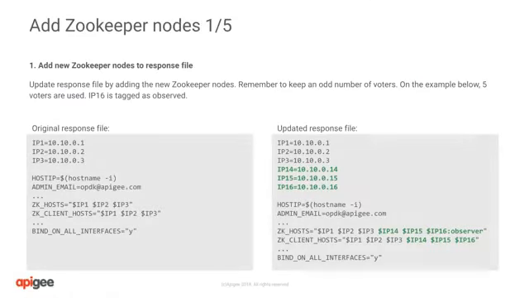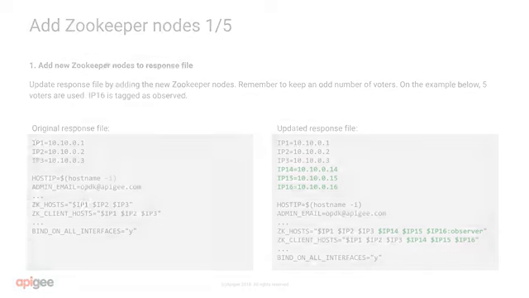The first step in creating new Zookeeper nodes is to create an updated response file. Again, you can see on screen the additions using IPs 14 through 16. With Zookeeper, it is crucial to remember that an odd number of voters must be maintained. Here we can see that IP 16 has been marked as an observer, meaning that it can respond to read requests but will play no part in voting during a write request.